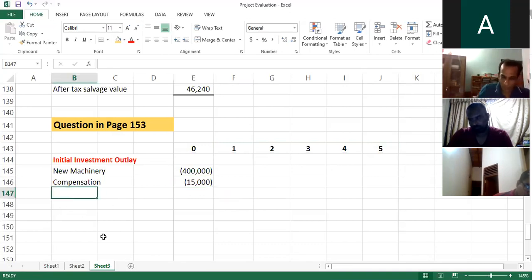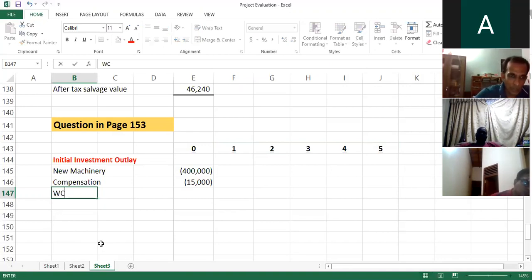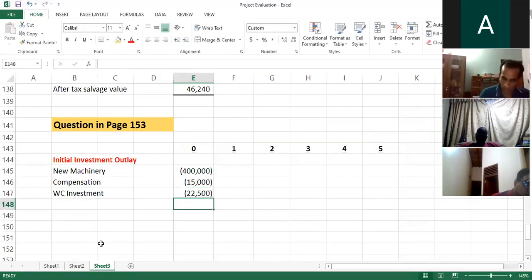What else? Anything else under the first category? Yes, there's 22,500. Exactly. Because here there is a current asset, that means working capital. Investment in current assets: working capital investment, 22,500. Is there anything else related to the initial investment outlay? That's all.